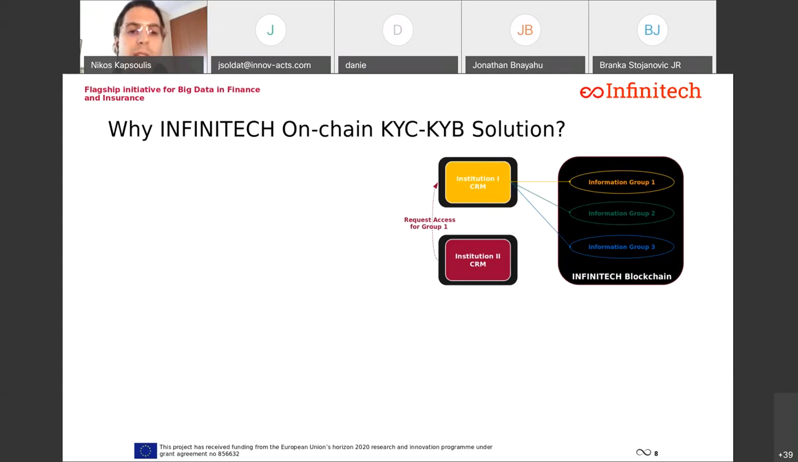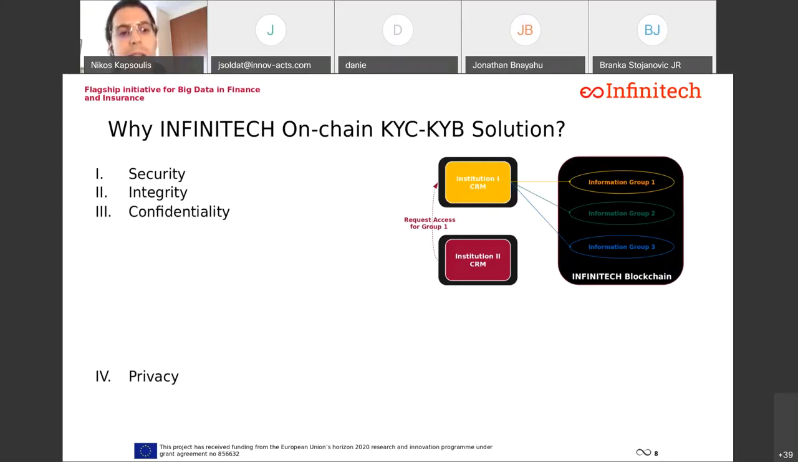As we have seen already in the workshop, we need blockchain because it combines things like security, integrity, confidentiality, and privacy in one single platform. And why is that? This is actually how the blockchain is constructed, and why this new technology is needed and already used.